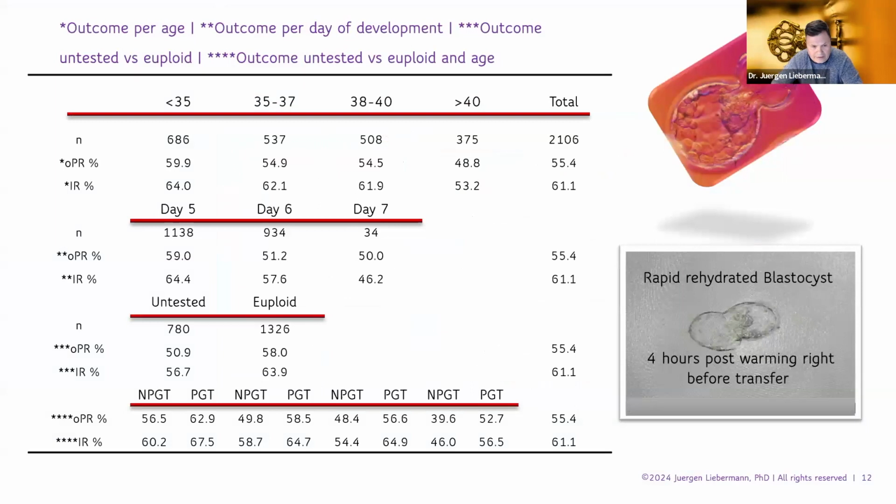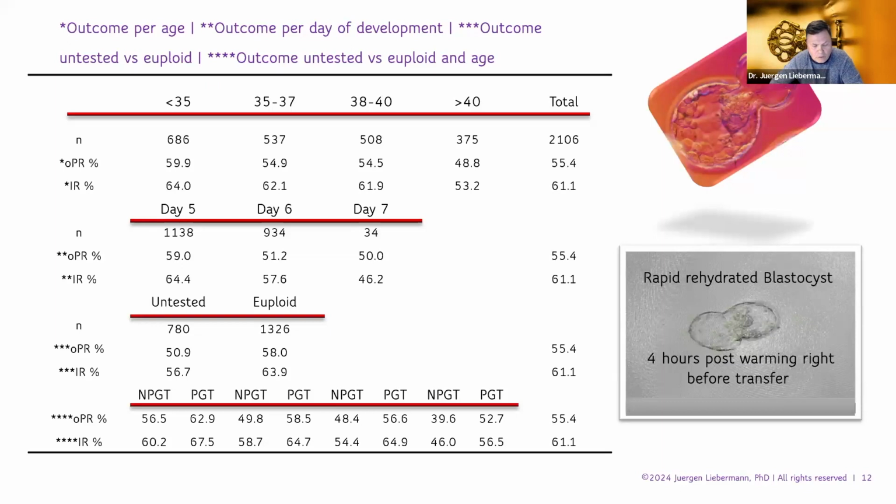and if you have day 5 for transfer, you can expect an ongoing pregnancy of about 59%, that drops with day 6 embryos to 51, and very similar for day 7, around 50%. Implantation is 64% for day 5 and 57.6 for day 6. Of course, we looked at untested and euploid embryos, and you see here a benefit in doing PGD. It's a 51% ongoing pregnancy and 58 for euploid embryos.